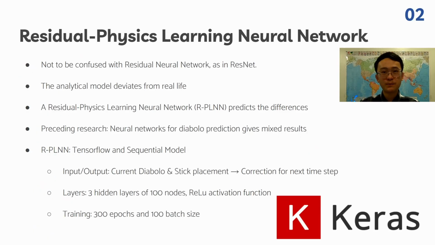The second part of my project is the residual physics learning neural network. Don't confuse this with residual neural networks as in ResNet. This is something different. And this really focuses on the principle that analytical models deviate from real-life values. No model is ever perfect, so there's always going to be some error. But with a residual physics learning neural network, you can predict the difference and try to reconcile the model values with the real-life values.